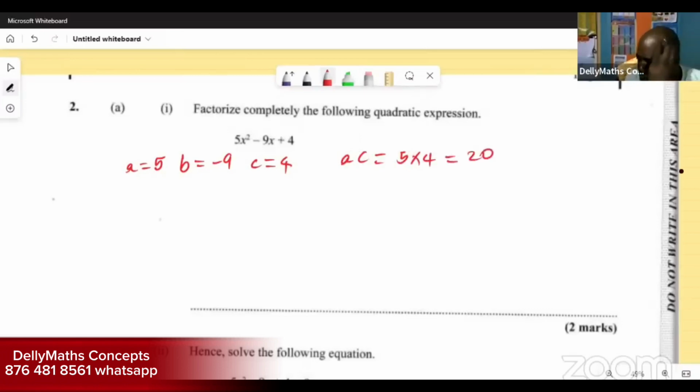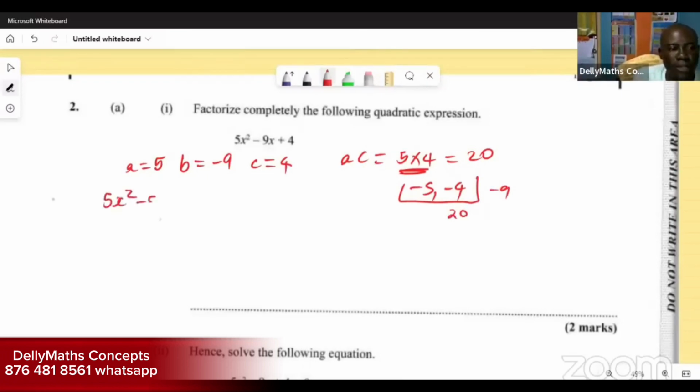All right? So then we're saying, what are the factor pairs of 20 that could give 9? It's the same 5 and 4 here. So we're going to be using 5 and 4, but we're going to be using -5 and -4, because this will give us -9 if we add them, and if we multiply, we'll get +20. So then we're suggesting that it's 5x squared minus 5x minus 4x plus 4.